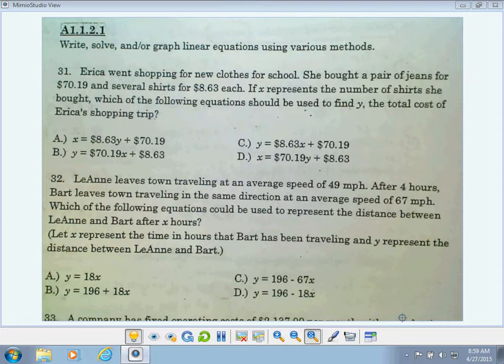So it says Erica went shopping for new clothes for school. She bought a pair of jeans for $70.19 and several shirts for $8.63 each. X represents the shirts she bought. Which of the following equations should be used to find Y, the total cost?